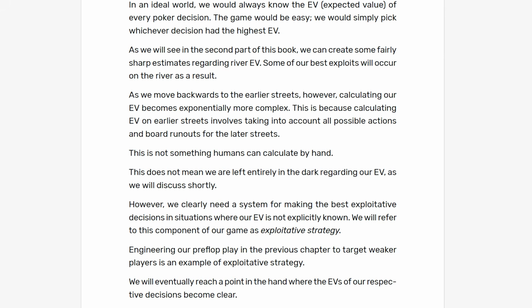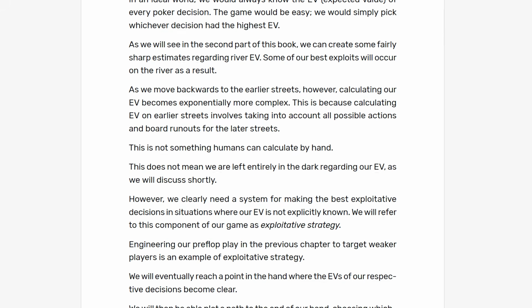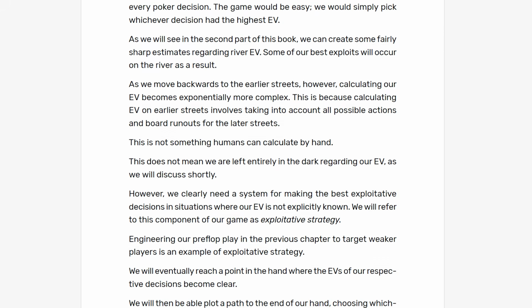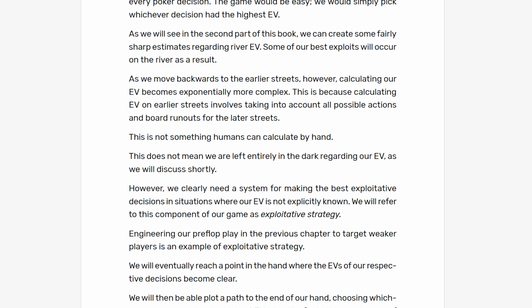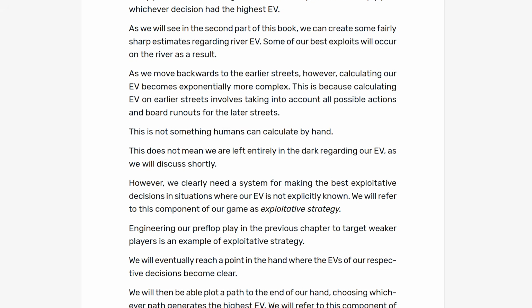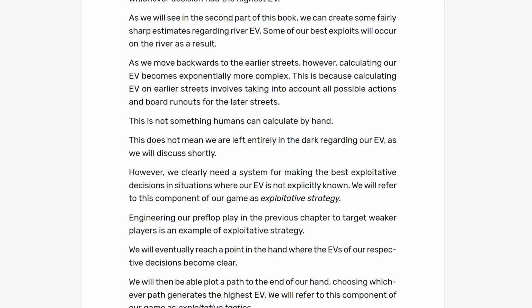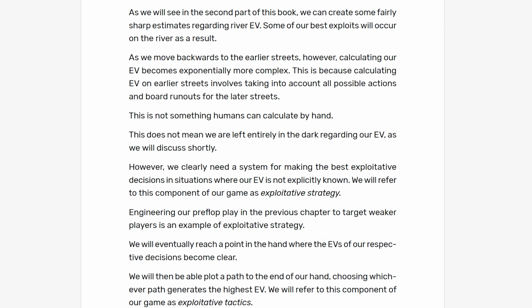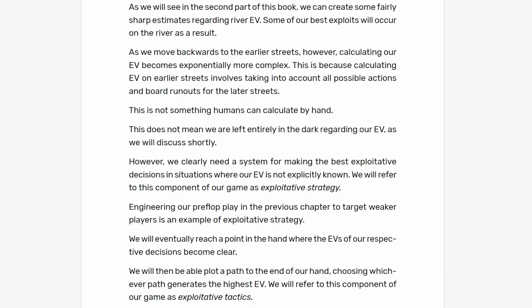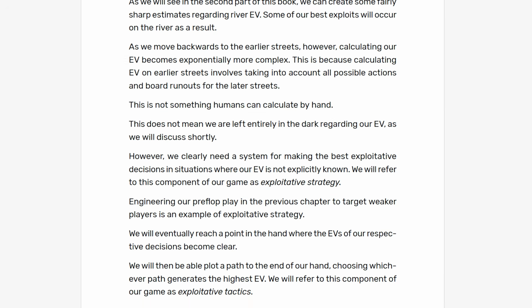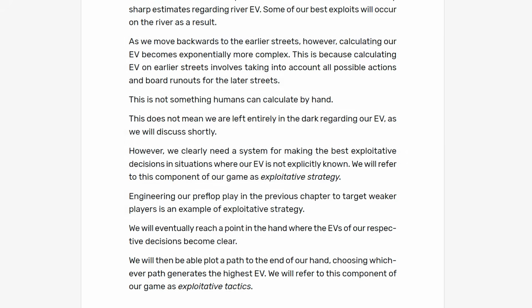Engineering our preflop play in the previous chapter to target weaker players is an example of exploitative strategy. We will eventually reach a point in the hand where the EVs of our respective decisions become clear. We will then be able to plot a path to the end of our hand, choosing whichever path generates the highest EV. We will refer to this component of our game as exploitative tactics.